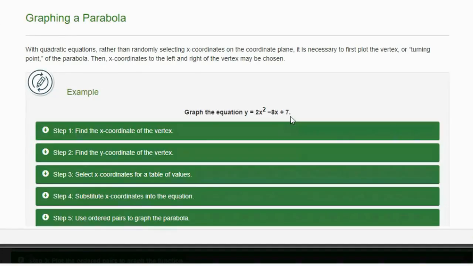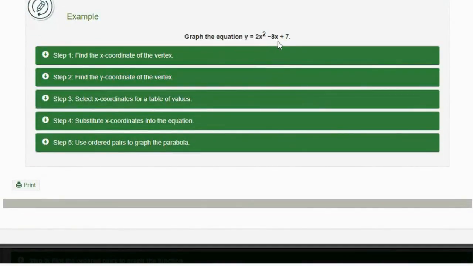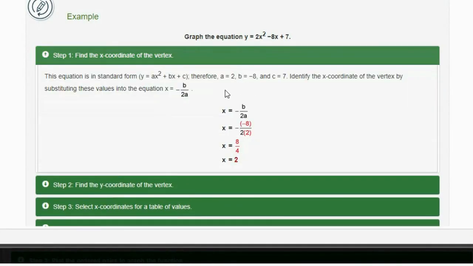Graphing a quadratic equation. If we were graphing 2x squared minus 8x plus 7, we would find the vertex, right? We could do that in the standard form, ax squared plus bx plus c. We know what a, b, and c are, and the axis of symmetry, or the x value of the vertex, we can find by -b over 2a, which in this case, -b would be a positive 8 over 2 times 2, so 8 over 4, and we know 2 is the x coordinate of the vertex.